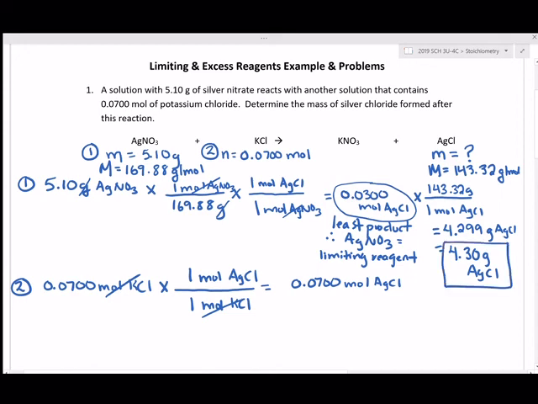That is all you are going to get, because that's the ingredient that's going to run out, and therefore that is the most you can possibly have.